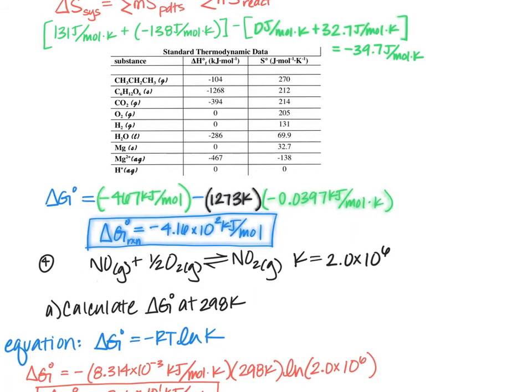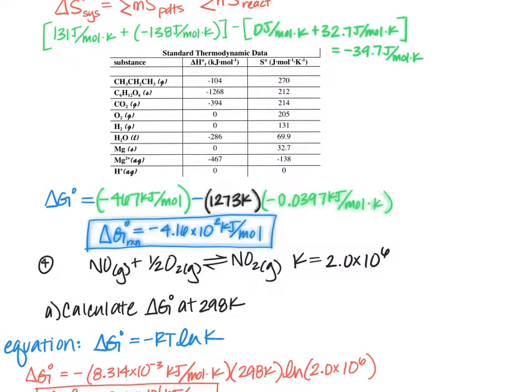So I'm going to scroll up. I plugged in those values here. This is my delta H value, my delta S value that I've converted into kilojoules. When I insert the correct temperature in Kelvin, I get delta G of the reaction of negative 4.16 times 10 to the second power kilojoules per mole, which means that at standard state at this temperature, the reaction is spontaneous because delta G is negative.